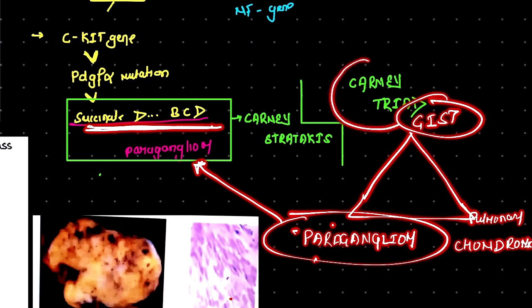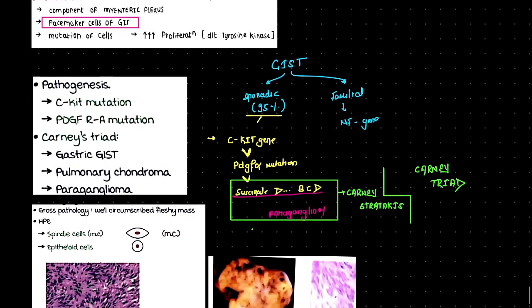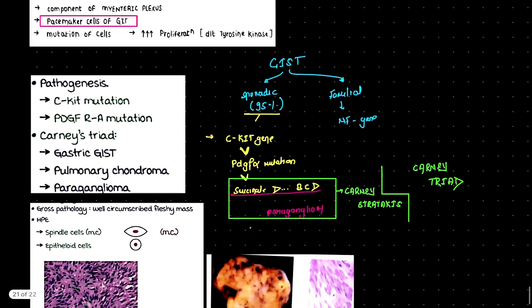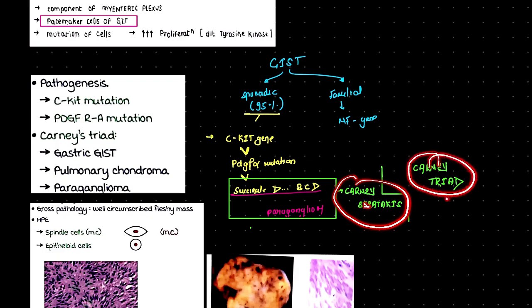Okay, now this is what is our Carney's triad. We talked about various genetic mutations which take place in the case of GIST. In the sporadic condition, the most common is KIT, and then platelet derived growth factor alpha mutation, and we have succinate dehydrogenase mutation of subtype B, C, D. While talking about these things, we correlated them with paraganglioma, that is Carney-Stratakis syndrome. And then we differentiated Carney-Stratakis syndrome from Carney's triad.